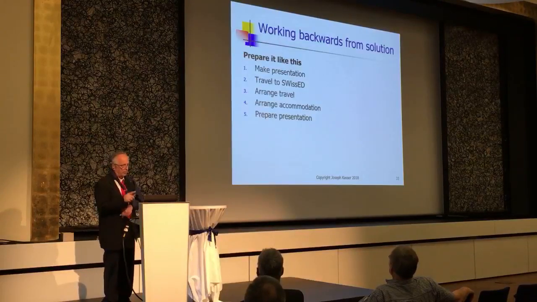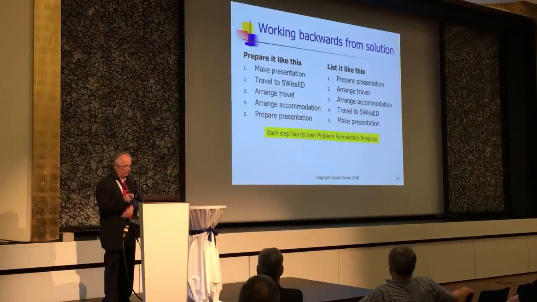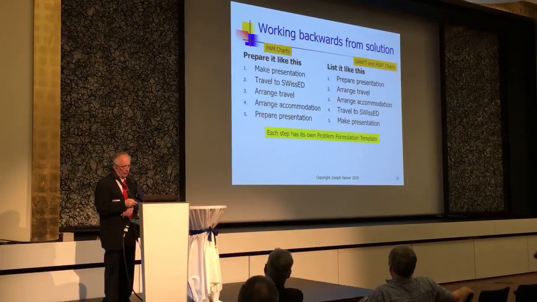Okay? But you prepare it like this, but you list it in a forward way. So you see the traditional plan. And each step has its own problem formulation template to the degree of formality that it's required. And so some of the tools you can use are PAM charts, which I explained last year, not this year, Gantt and PERT charts. Now, I put that up there. What's missing?